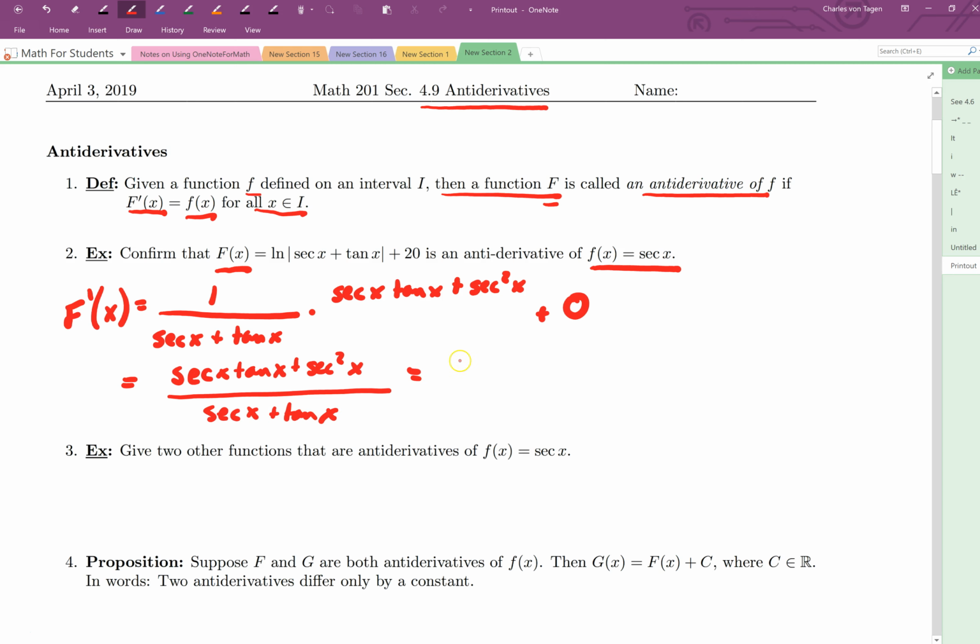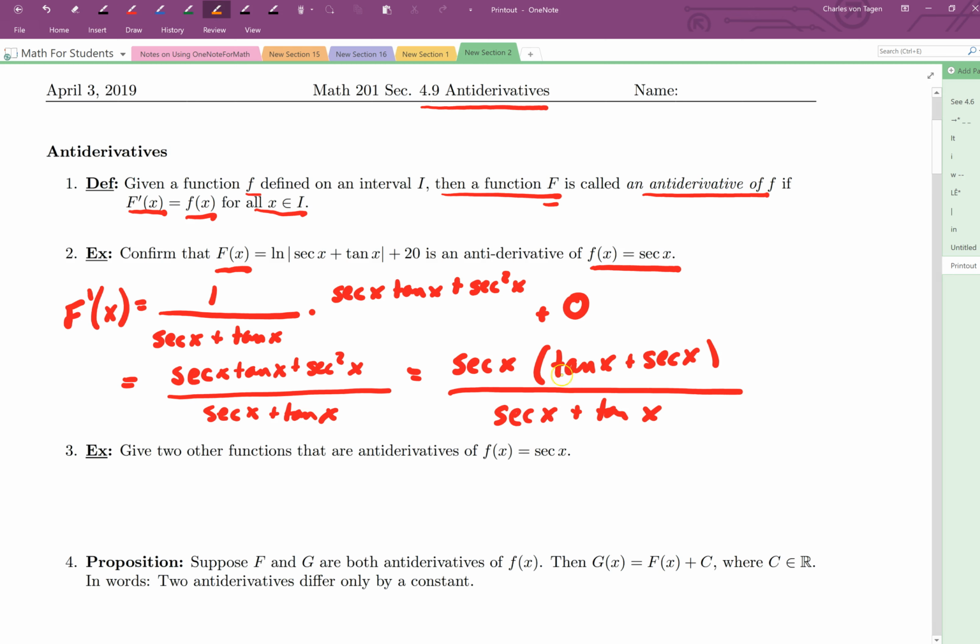Which is equal to the secant of x times, so I'm going to factor this secant and one of these secants out, tangent x plus secant x, all over secant x plus tan x. But this factor here and this factor here are the same factors, so we can cancel them out. And indeed, like we were hoping to show, we're just left with the secant x. I'm going to pause the video while I fix this.